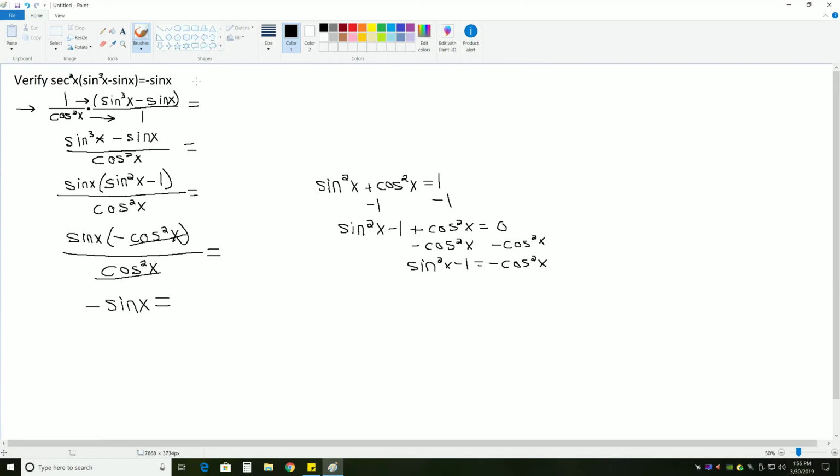And that is exactly what we were looking for when we originally started the problem. So we'll write it on our right side as well. And then put a filled in box to say that we have verified the identity.